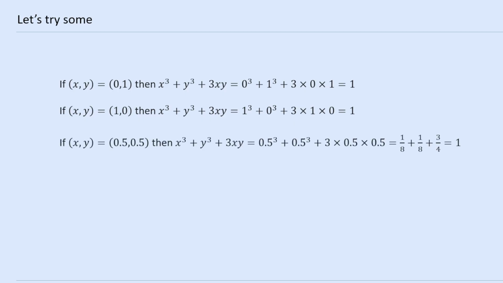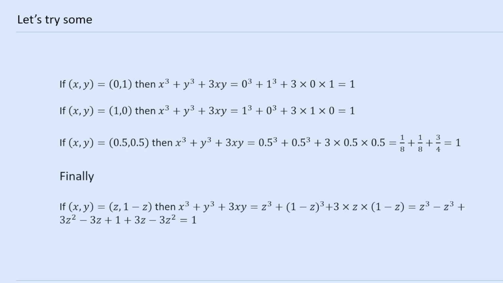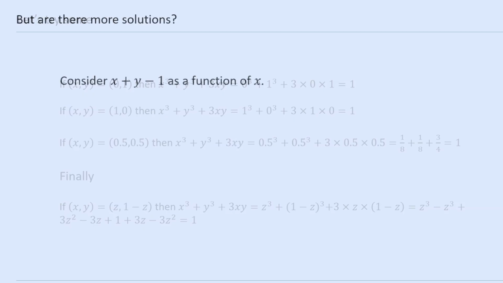And then for half-half, x is a half, y is a half, we get a half cubed, which is an eighth, and then another eighth, and then 3 times a half times a half, which is 3 quarters. So we've got an eighth plus an eighth, which is a quarter, plus 3 quarters, which is 1. In fact, you can work it out generally for (x, y) as (z, 1 minus z), and just crunch the algebra and show that that's always 1. I'm not going to do that because I think perhaps that's replaying the algebraic proof I gave on the other side, but it's quite nice to see.